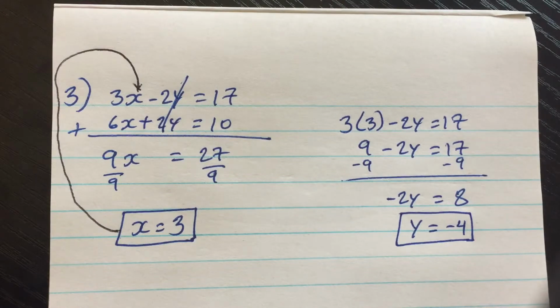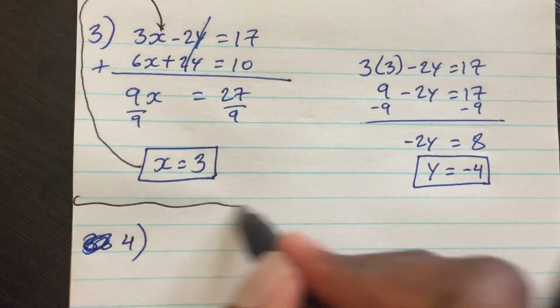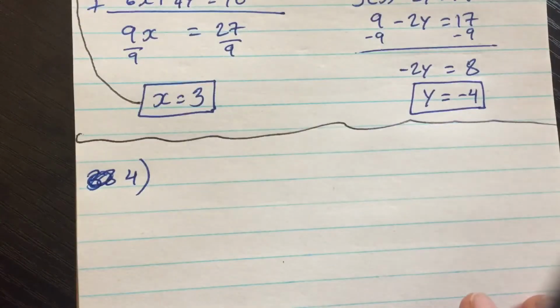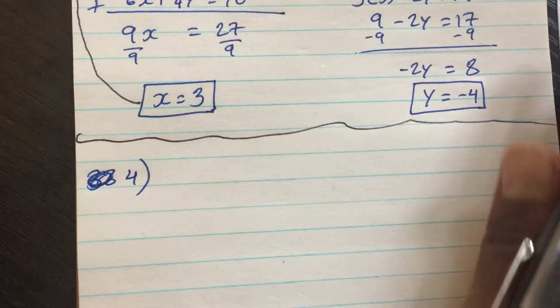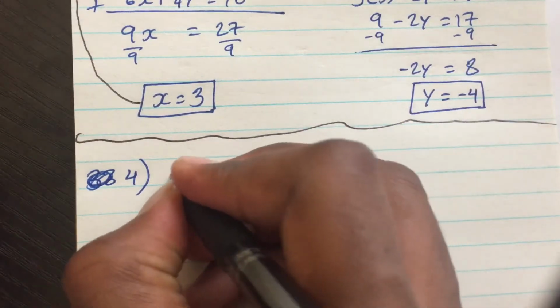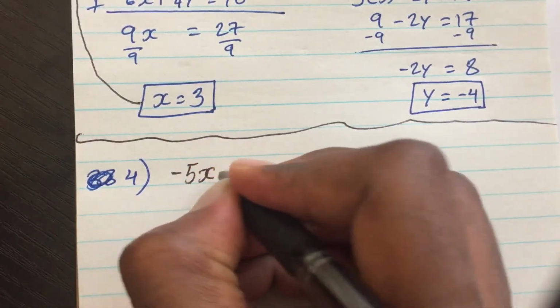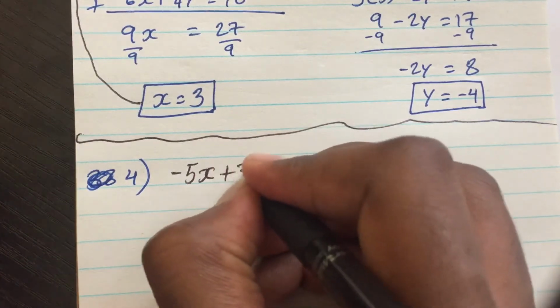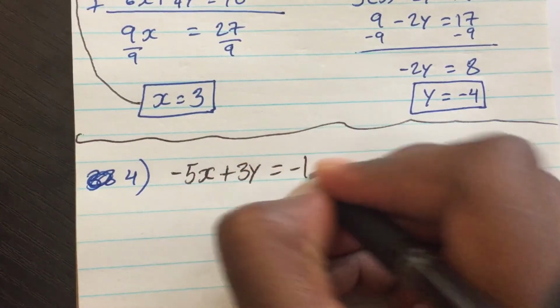Now let's look at, let's see, different terms. Oops, that would be example 4. For example 4, I have a negative 5x plus 3y equals negative 1.